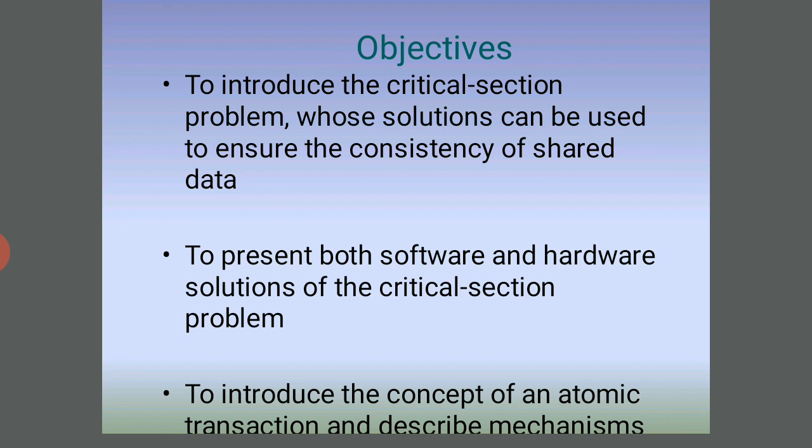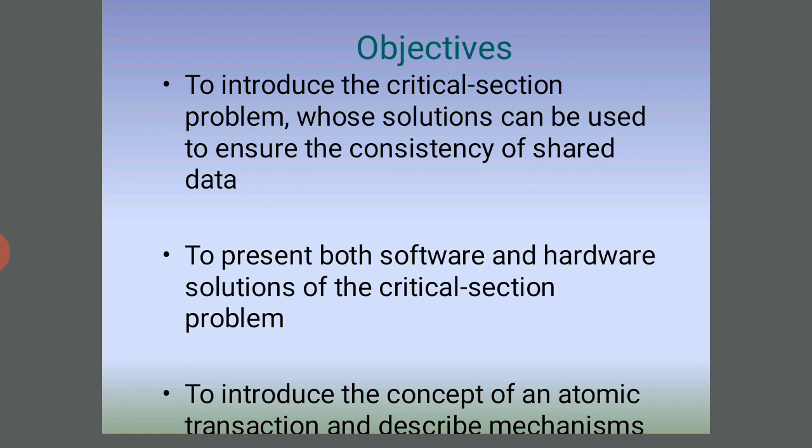To present both software and hardware. So already we discussed the software definition: the set of programs is called software, a set of instructions is called a program, and hardware is the physical component of computers. So these are the software and the hardware solutions of the critical section problem.